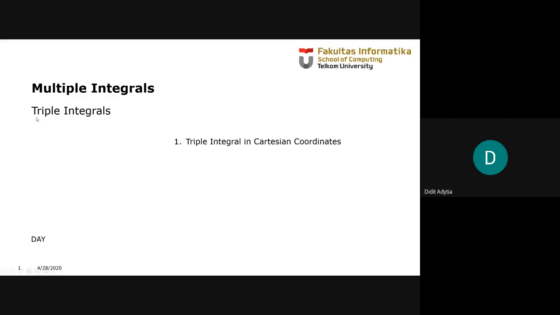We discussed double integral over a rectangle, over an arbitrary domain, and then we changed the order of the integral in the double integral. Okay. So in this case, for the triple integral, we will only discuss the geometrical meaning of this triple integral, and then how we can solve it. Okay. So first of all, we will go through the slides.